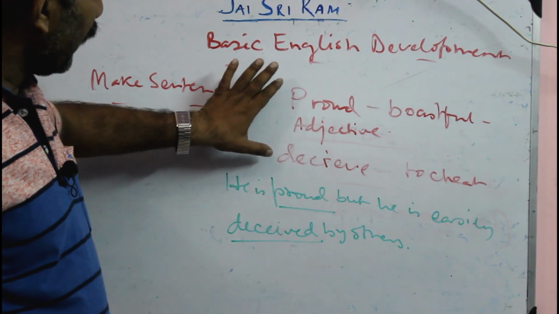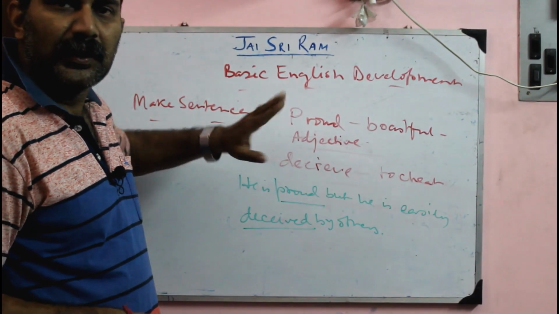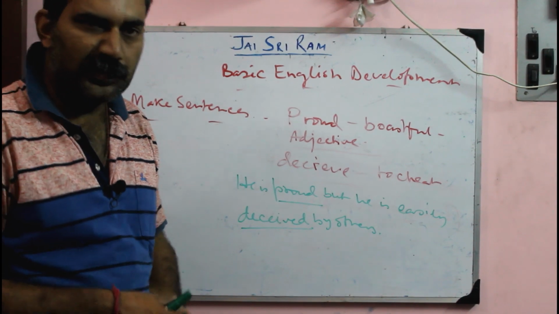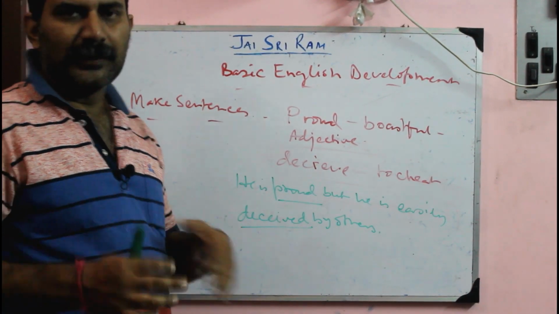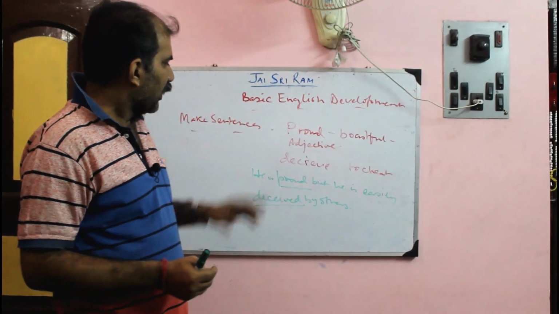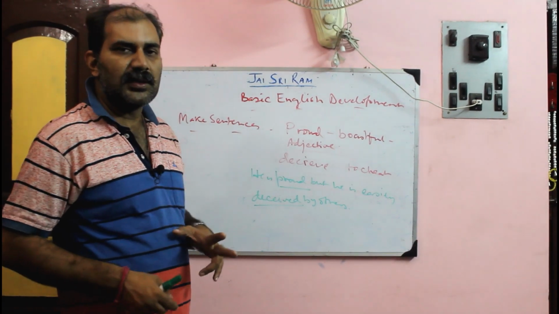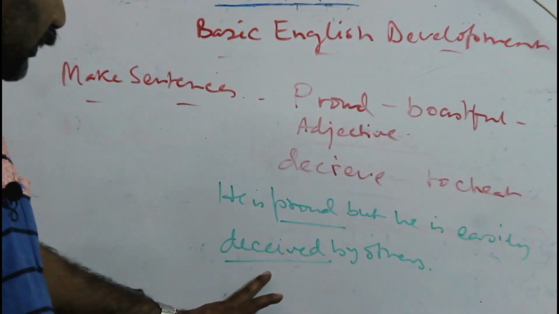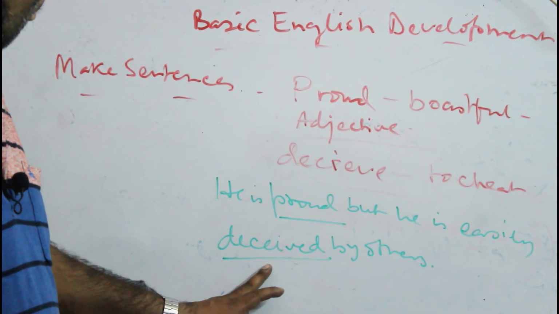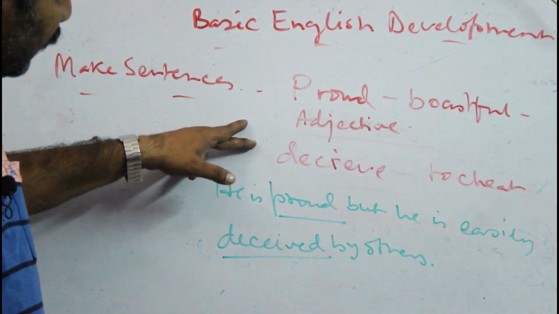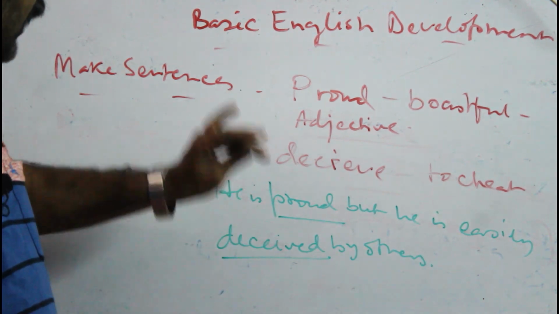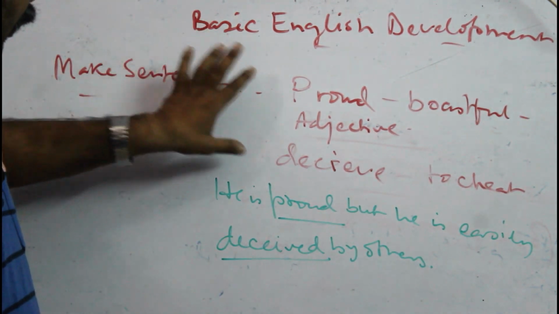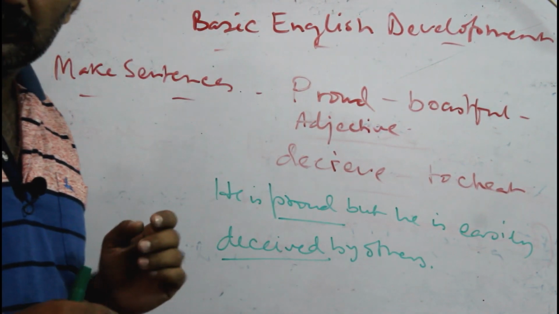So when we use double word make sentences, it taxes our brain a little bit more and our language skill develops. Here I should draw your attention towards the use of the word deceived. The word is actually deceive, but we are using deceived here. So when we make sentences, we should try to use the word as it is.